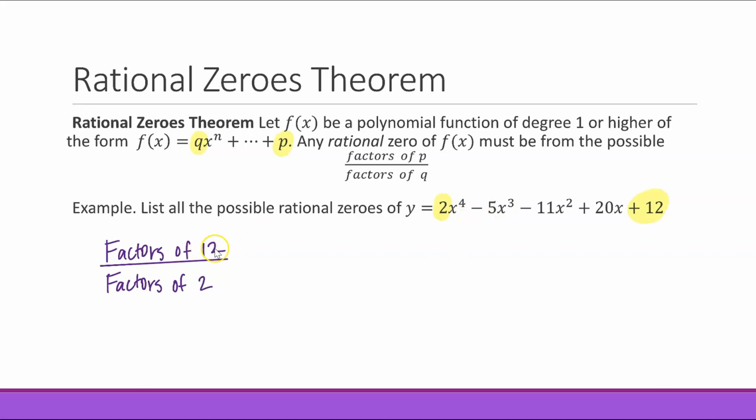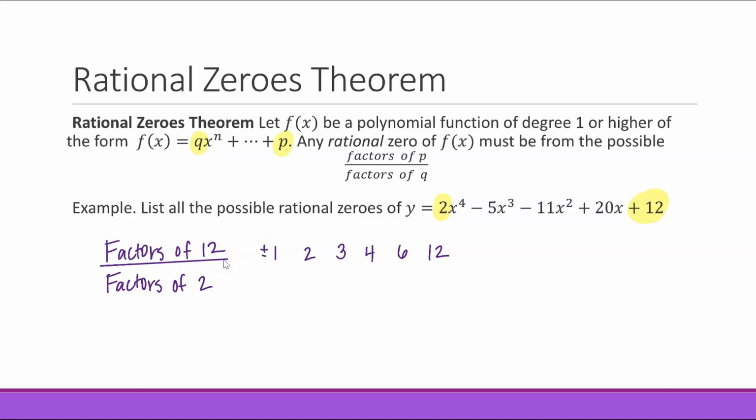So here, I look at the number 12 and I think about, okay, what are all the numbers that divide evenly into 12? So first we have 1, and then we have 2, and we have 3, and we have 4, and we have 6, and we have 12. All of those evenly divide into 12 with no remainder.